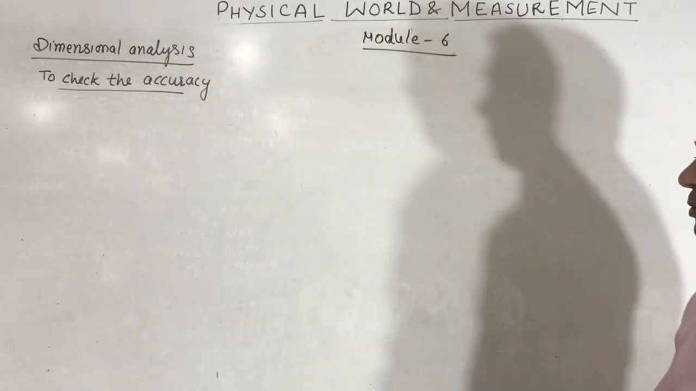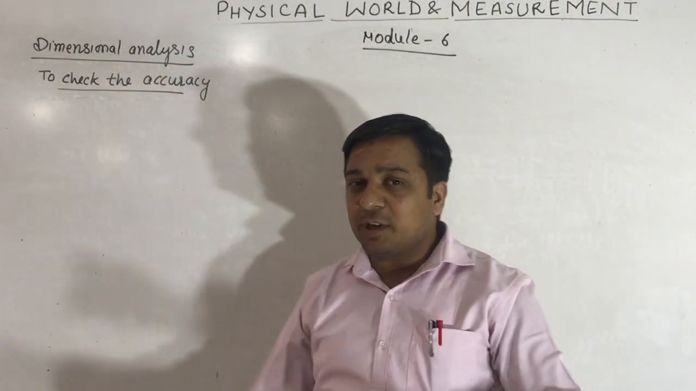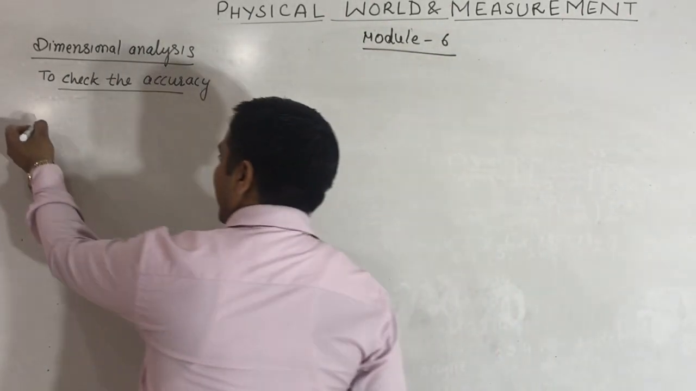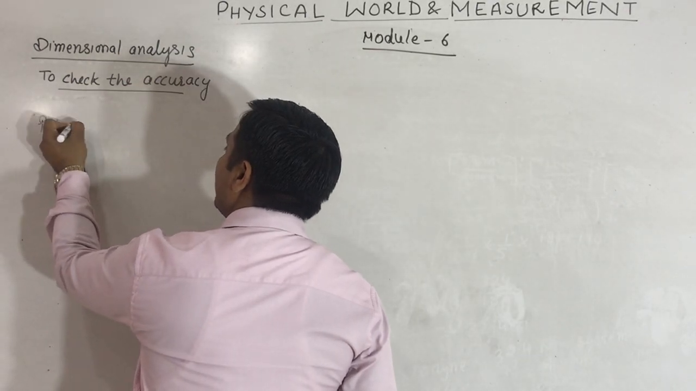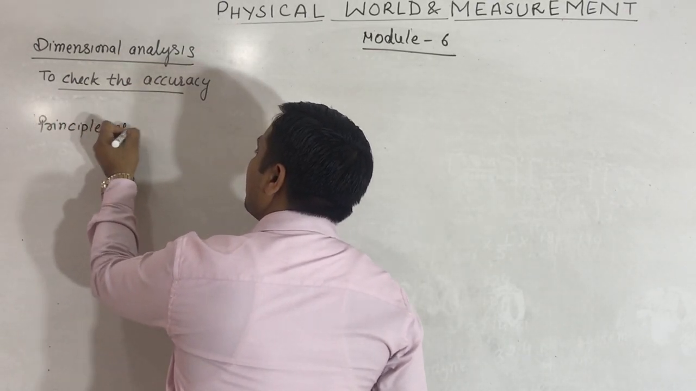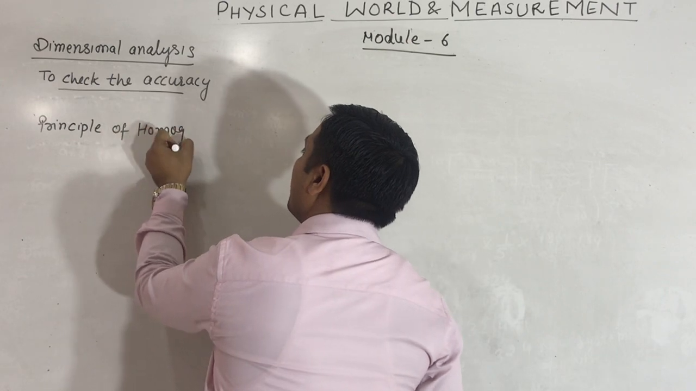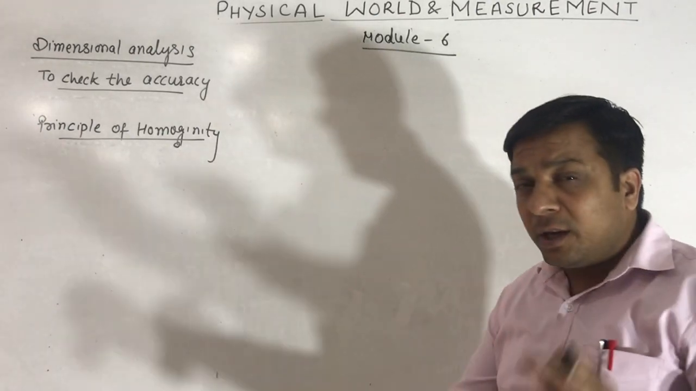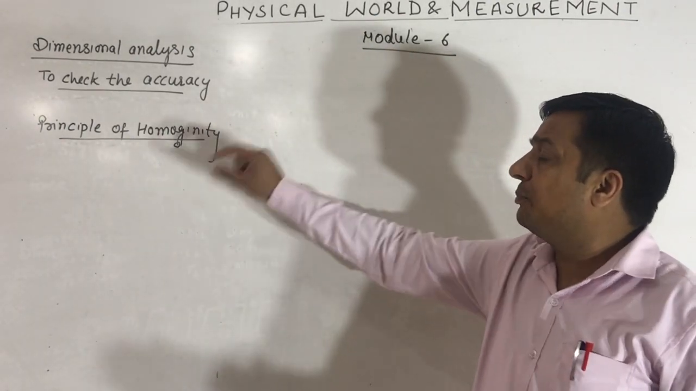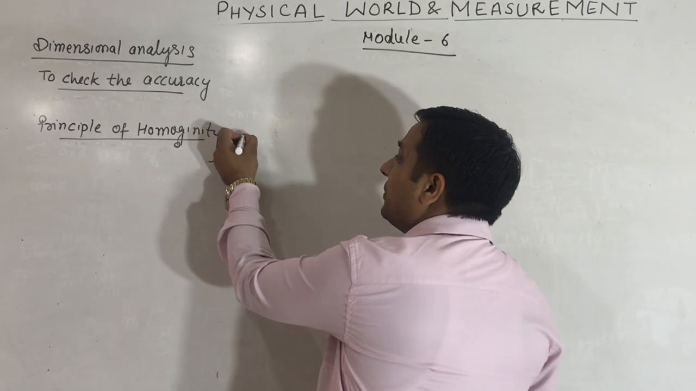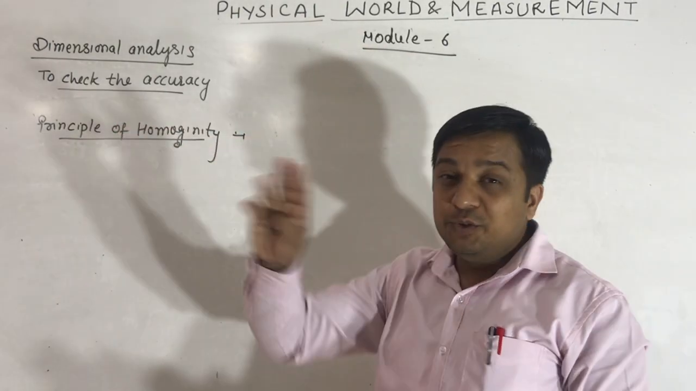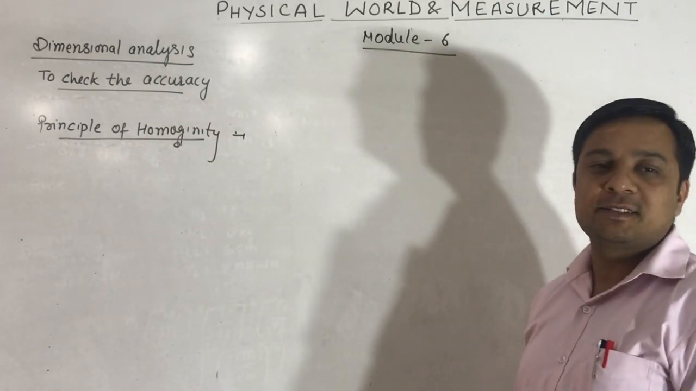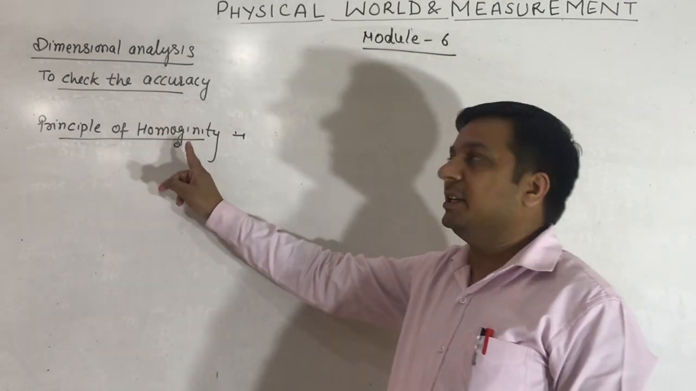But before doing this topic, to check the accuracy, you should know a very important concept, the principle of homogeneity. What do you mean by principle of homogeneity? It is very important, because if you know about the principle of homogeneity, then you can check the accuracy using dimensional analysis. So dear students, please stay connected with me.